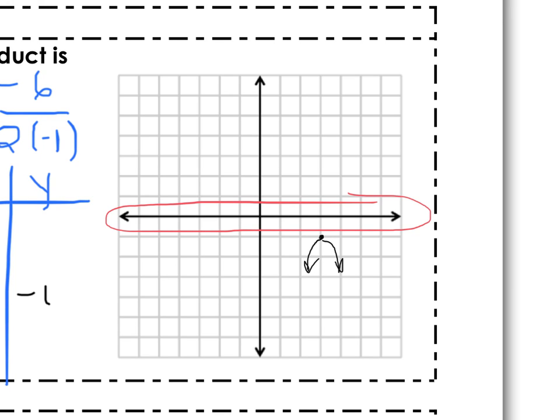So this is a scenario where I do not have any real solutions, but now that we know about complex numbers, we can actually find those solutions using the quadratic formula or completing the square. But because we're on a graph, we cannot identify the imaginary solutions.